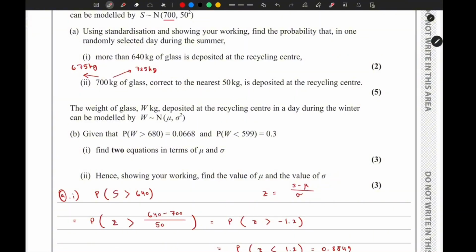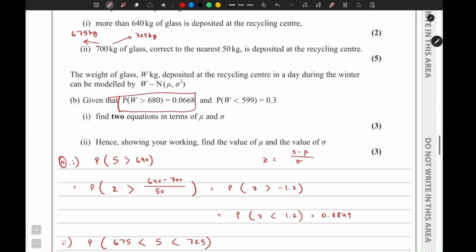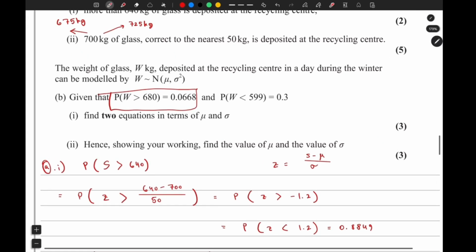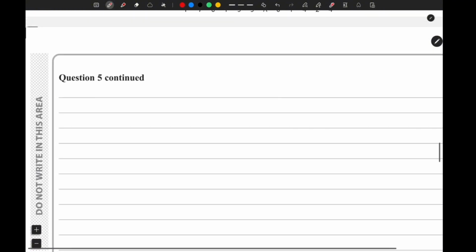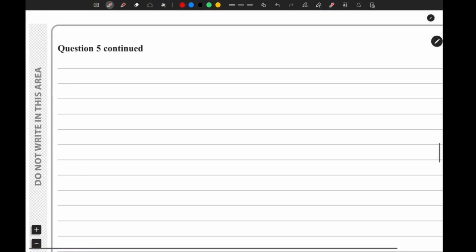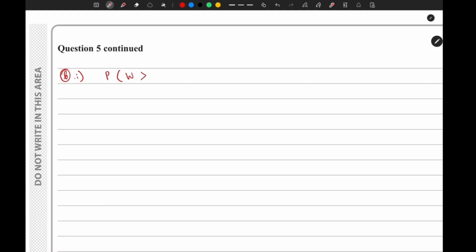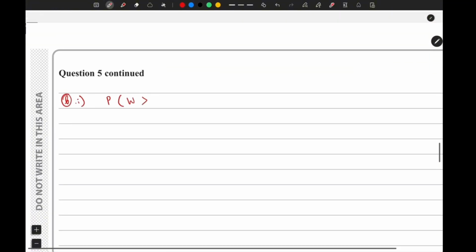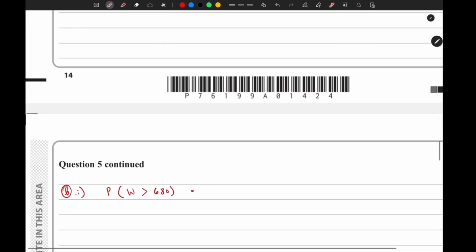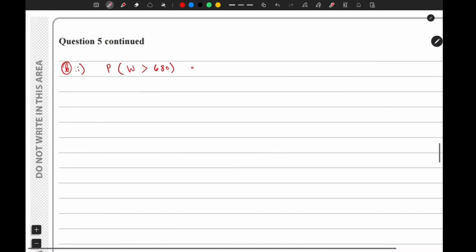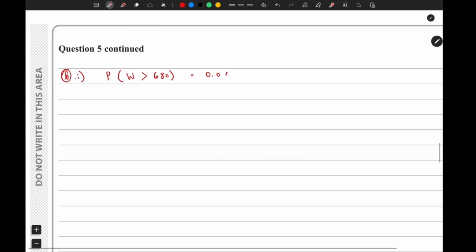So let's first work with the first equation, which is the probability of W is greater than 680 is 0.0668. First of all, we need to identify this sign.